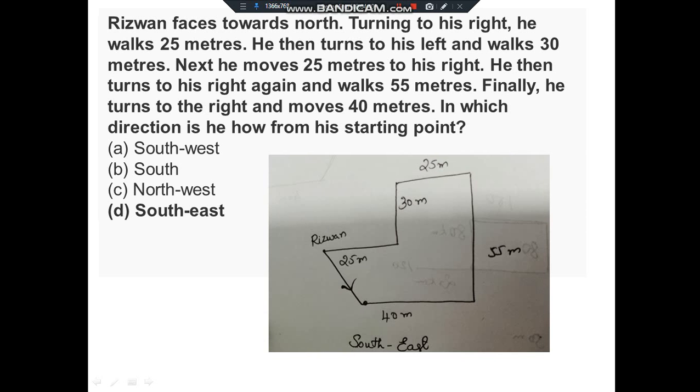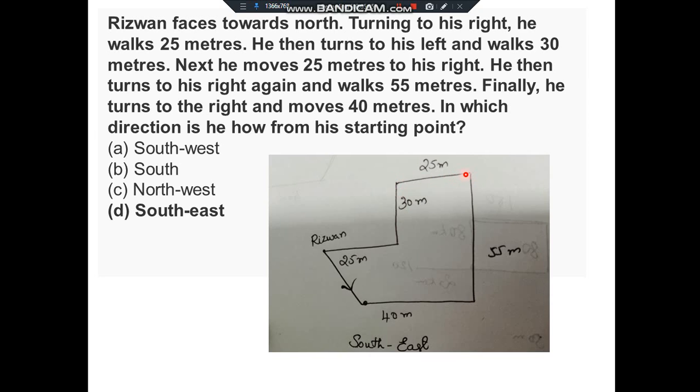Okay. Next question. Rizwan faces towards north. Turning to his right, he walks 25 kilometers. So right side, 25 kilometers. He then turns to his left and walks 30 meters. Left means from there it is upwards, so 30 meters. Next he moves 25 meters to his right side, 25 meters.